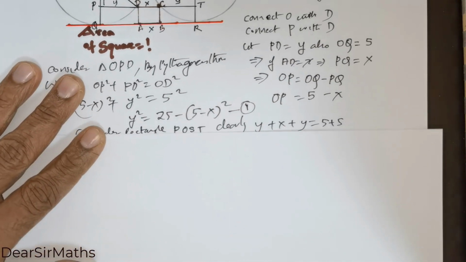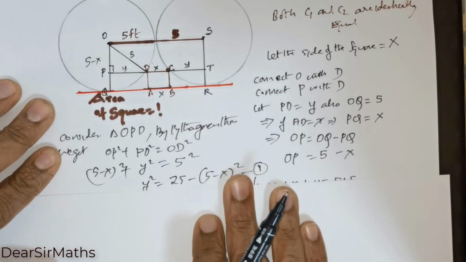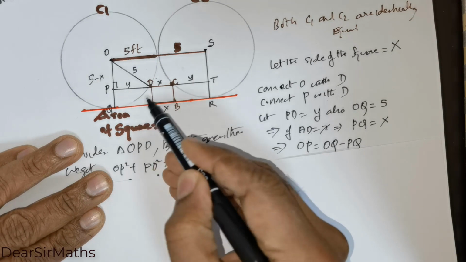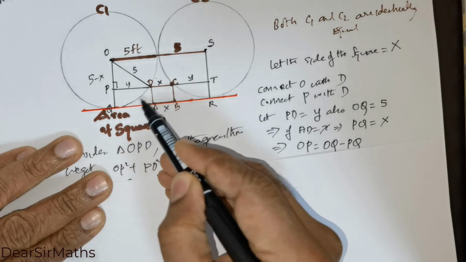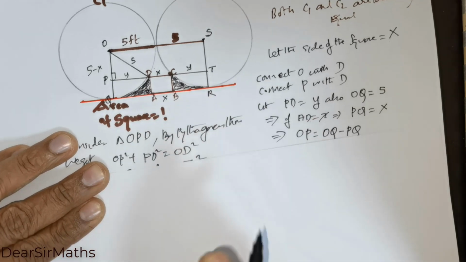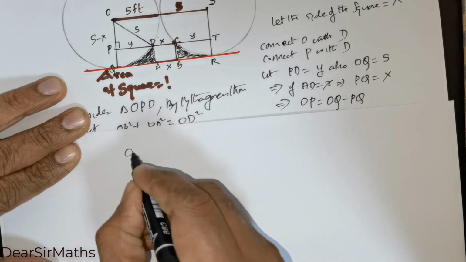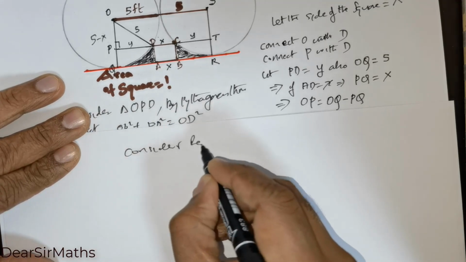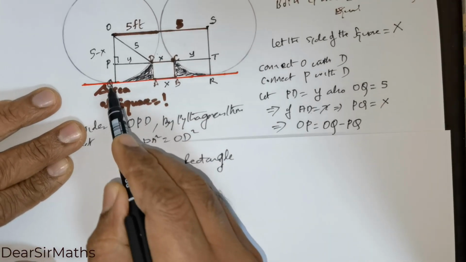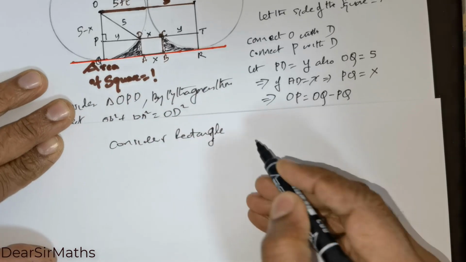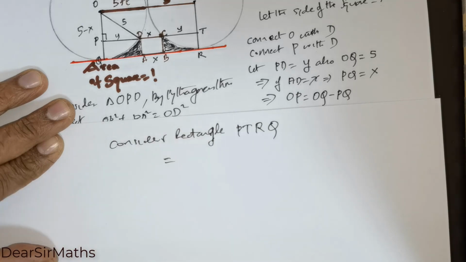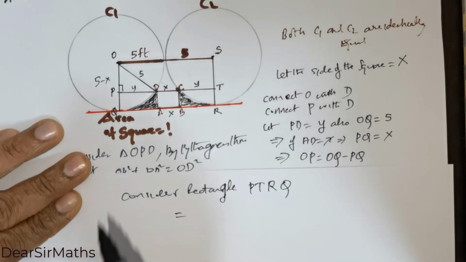Now in this question we are asked to find the area of this region. So how are we going to get the area of this region? That's exactly what I'm going to do. So consider a rectangle. I'm going to consider P, T, R, Q. P, T, R and Q. So what is the area of this rectangle?